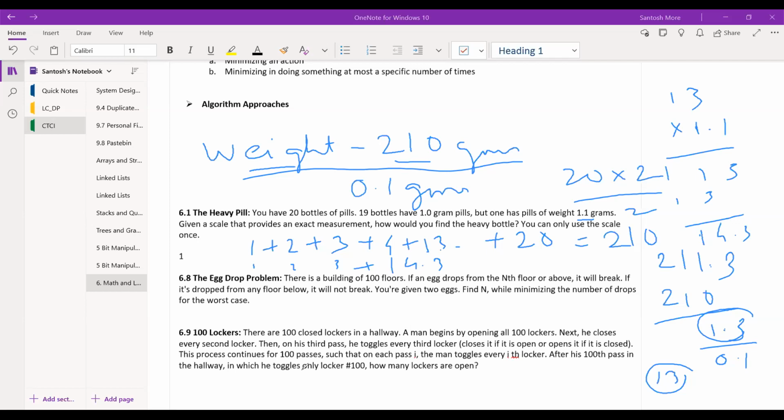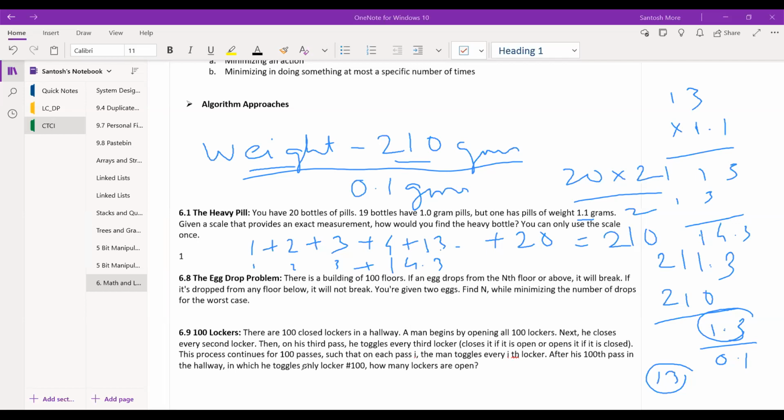I think this is a very good way to solve some of these problems. But it's not a very quick way. Yeah, the difference of weights you are calculating and dividing it by the interval.